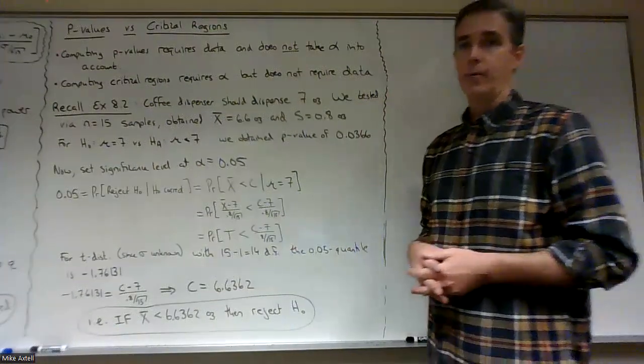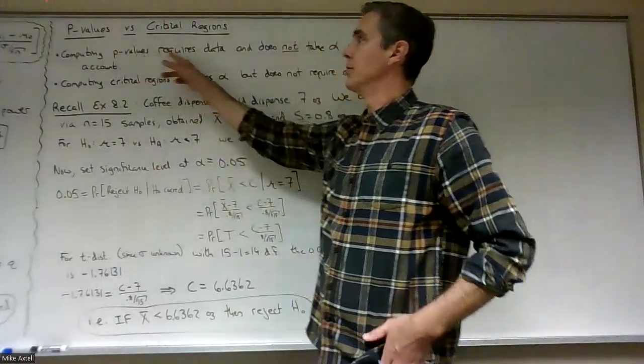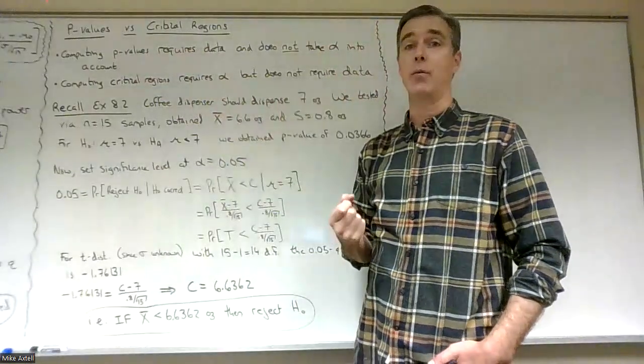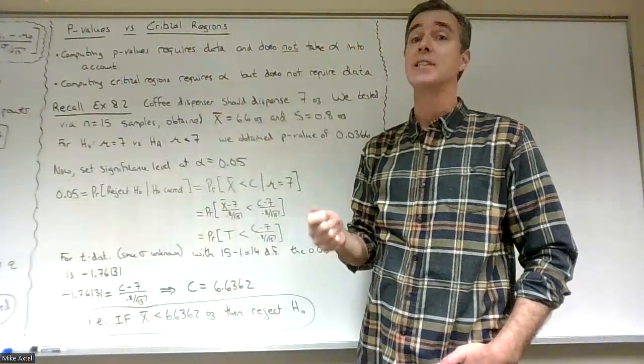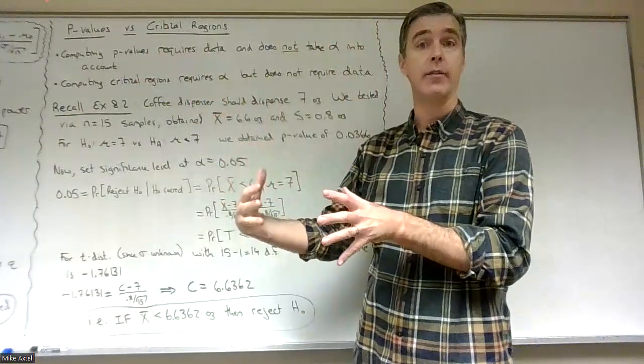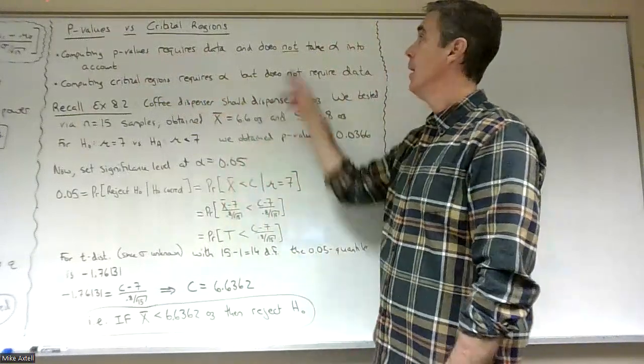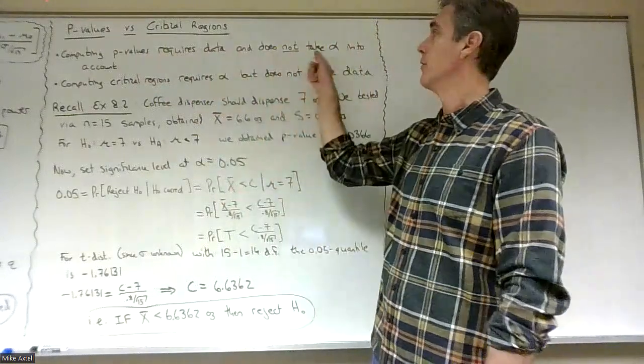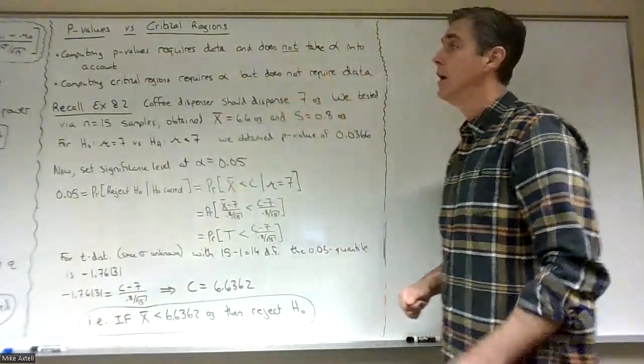Well, a couple things to remember. When we computed p-values, we had to have data, because a p-value was how likely is it that we could randomly have data that's as extreme or more extreme than the data we've been given. So you needed data. But we never took a significance level into account, because we calculated p-values long before we even defined what a significance level was.